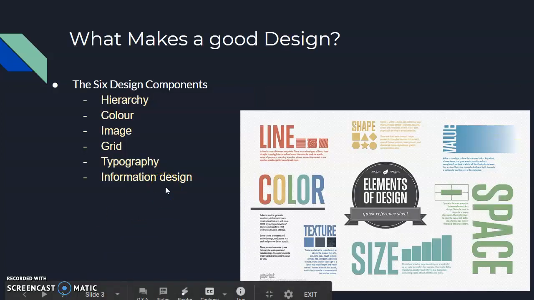So what makes a good design? What makes a good design is the 6 design components. The 6 design components are hierarchy, color, image, grid, typography, and image design. These components decide whether or not a design is great or bad. This is normally because of the fact that the design components are either used effectively or not used effectively or not used at all within an image.